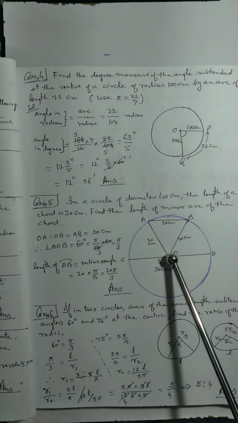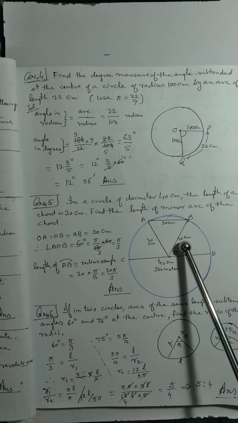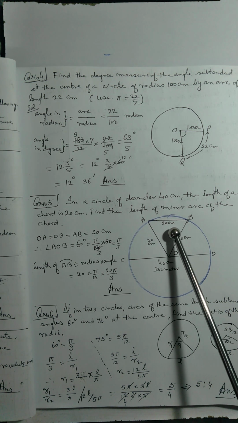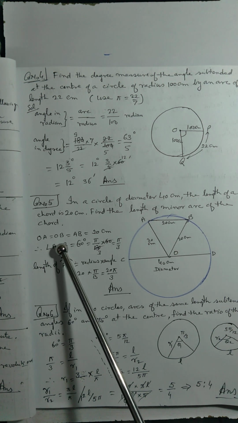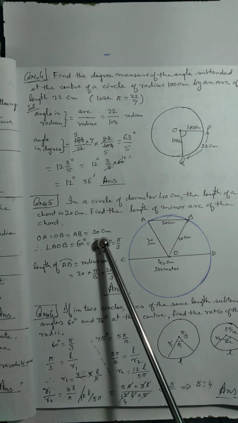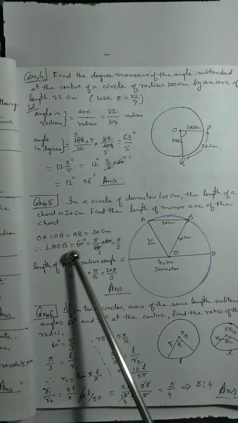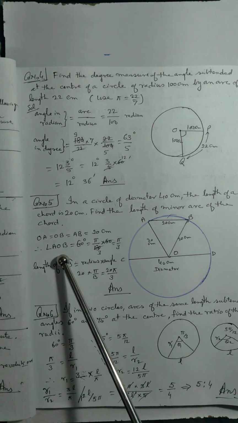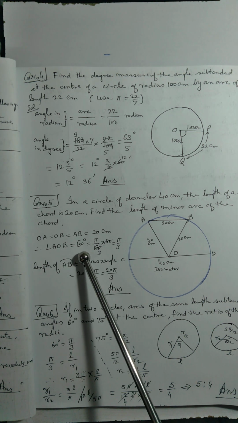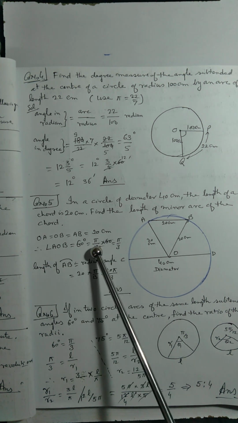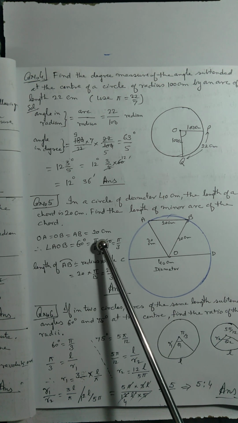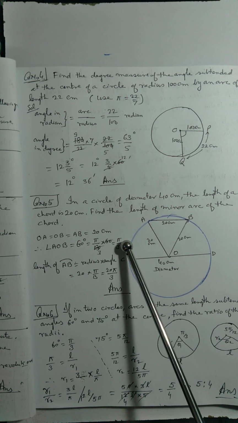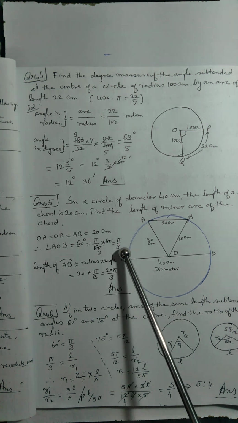Why will it be 60 degree? Because all the three sides of this triangle are equal to 20 centimeter. So OA is equal to OB, that is equal to AB, and it is equal to 20 centimeter. Therefore, the angle AOB is equal to 60 degree, and that 60 degree will be converted into radian, that is pi by 180 into 60, it will be equal to pi by 3.